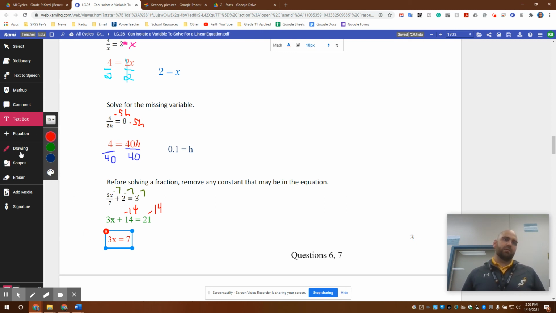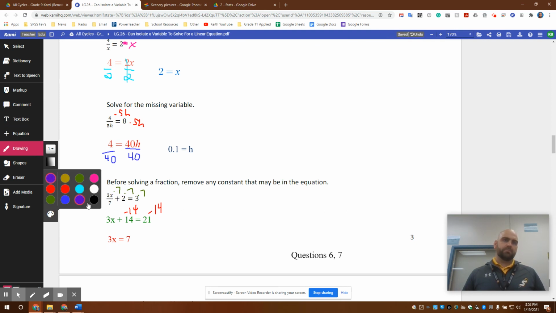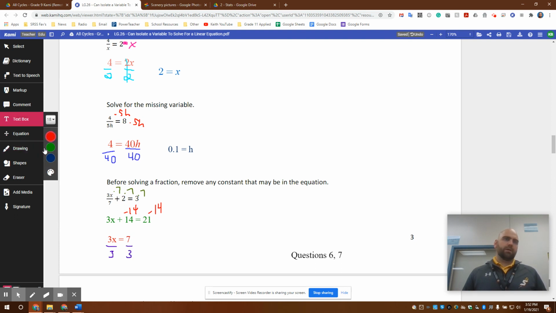And then at this point here, we can divide by 3, divide this side by 3, and we're going to come up with our final answer of x equals 7 over 3, or this would be 2.33333 repeated. But if we leave it at 7 over 3, it just keeps it a little bit neater.